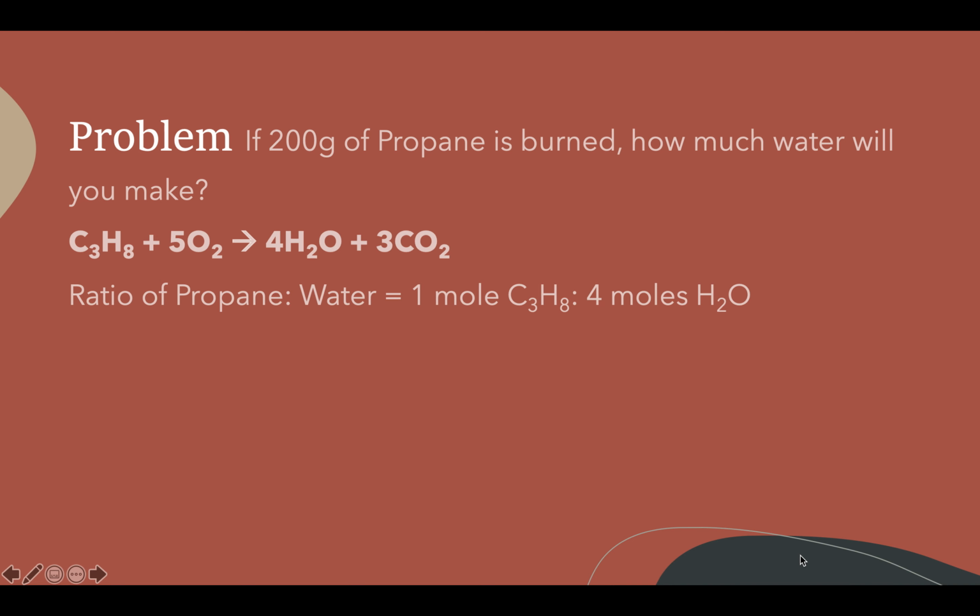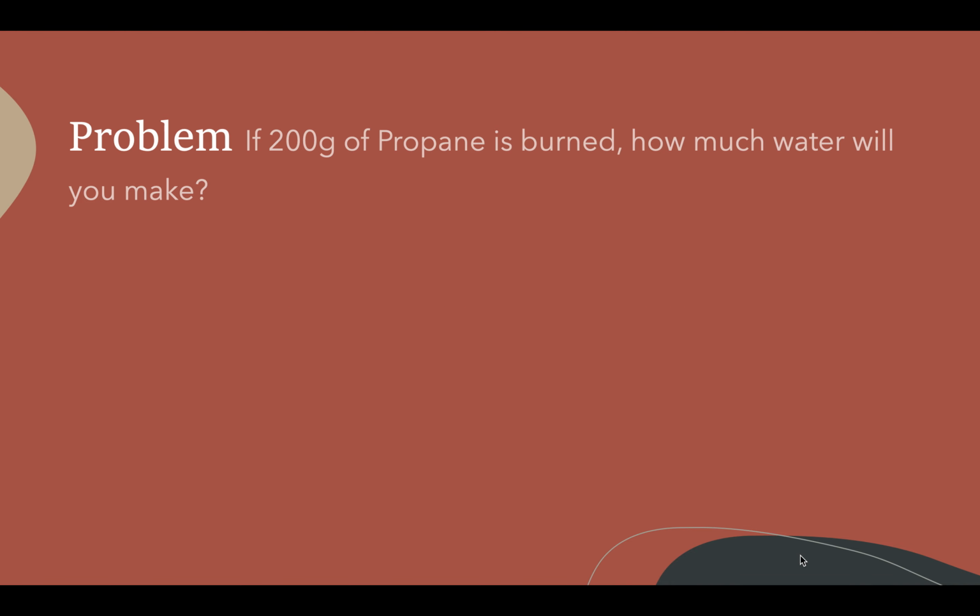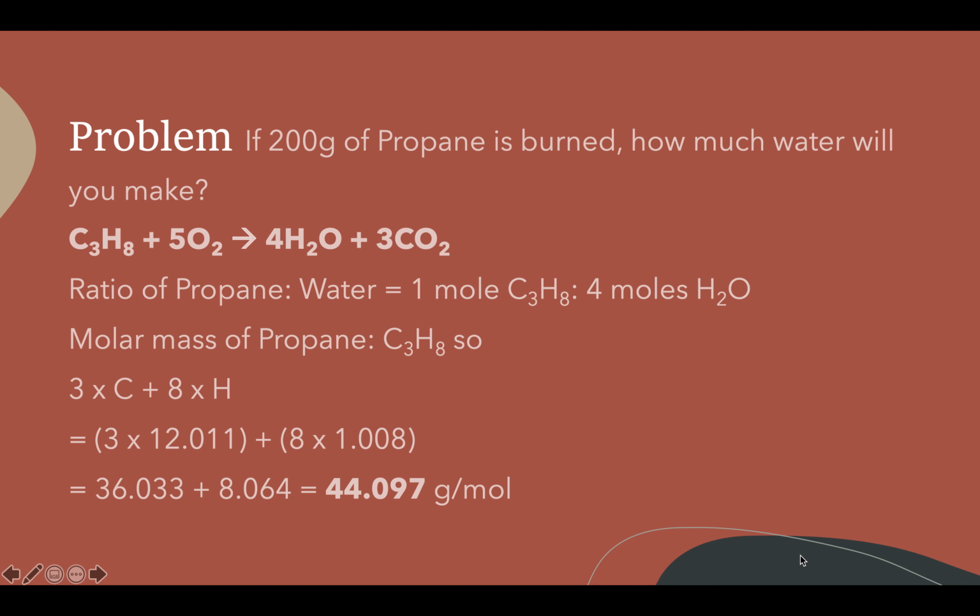So the ratio of propane to water in this reaction will always be 1 mole of propane gives you 4 moles of water. That's generic. That's applicable to all of the propane reactions that there are. But we don't have a generic amount, we have a set number. We have 200 grams of propane. So 200 grams of propane is how many moles? How many moles do we actually have?